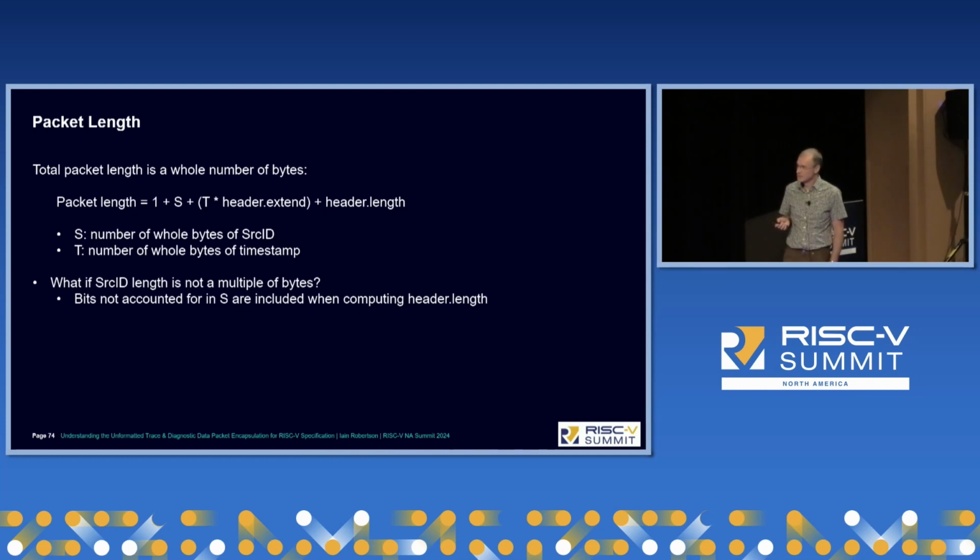And this means you're not mandated to have source IDs which are bigger than you need, so that you can get the most efficient bandwidth utilization out of your trace infrastructure. There's more details on how this is worked out if you look in the specification itself.